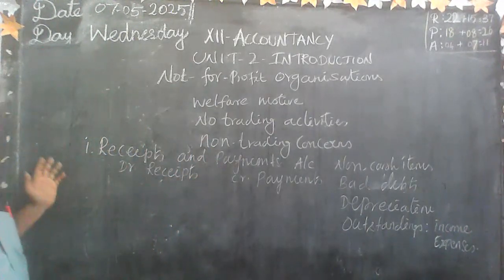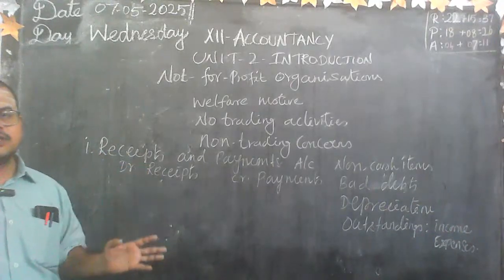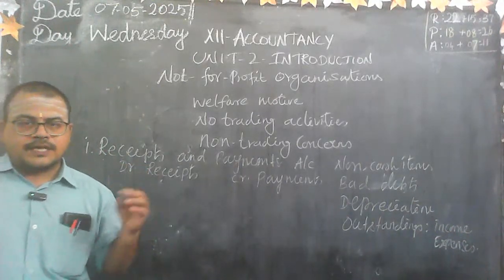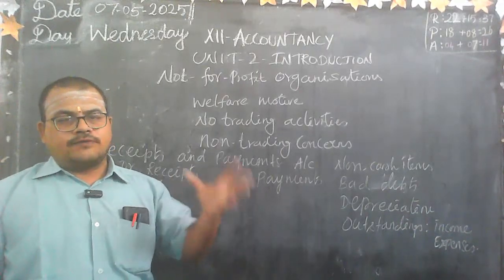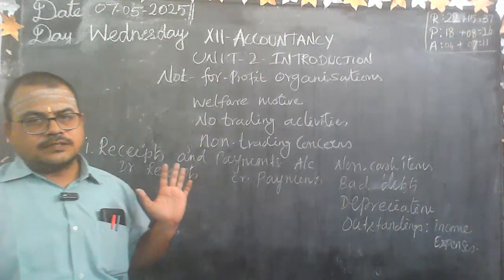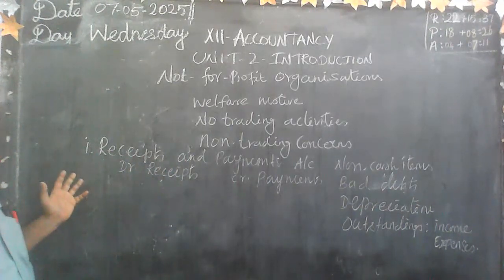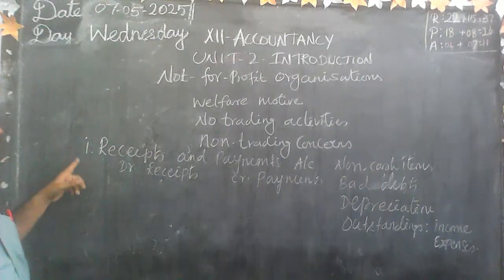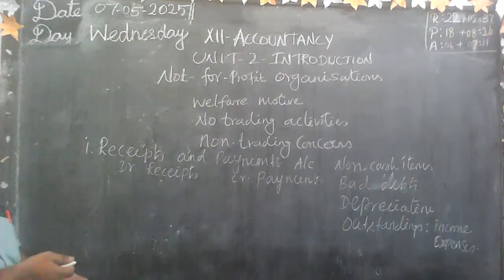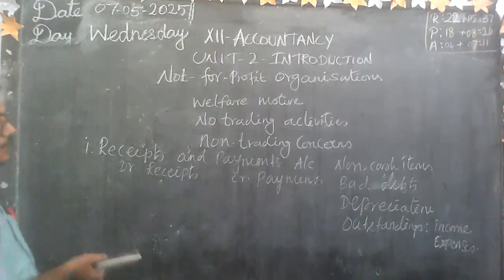So the receipts and payment account is prepared to find out the closing balance of cash in hand or cash at bank or bank overdraft. Okay. So a not-for-profit organization prepares, at the end of the accounting period, first the receipts and payment account. The second one is the income and expenditure account.